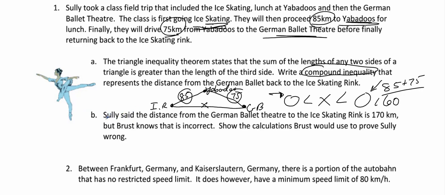All right, so Sully said the distance of the German Ballet Theater to the ice skating rink is 170 kilometers, but Brust knows that it's not correct. Show the calculations Brust would use to prove Sully wrong. Well, I know my triangle inequality theorem and my compound inequality here is some number, right? We got to find this number from here. This number is less than x, which is less than 160. This means that this distance here has to be less than 160.